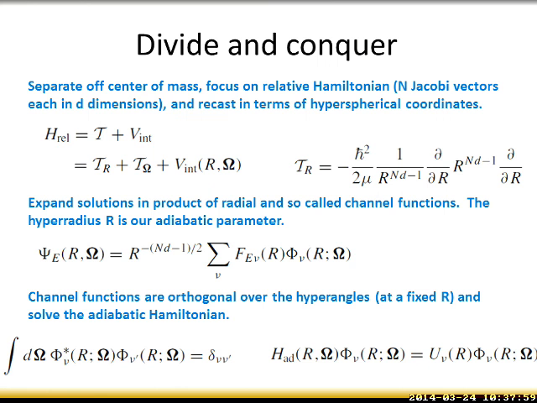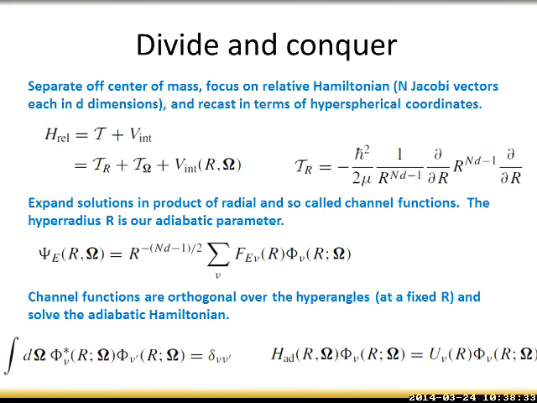So to start, I'm just going to look at a few-body Hamiltonian. In the cases I'm interested in, we can always separate off the center of mass. So I'm going to focus on the relative Hamiltonian where I have n Jacobi vectors, each represented in d dimensions. My relative Hamiltonian breaks up into the kinetic and interaction potential, in Cartesian coordinates, that first line. But I'm going to recast everything in terms of hyperspherical coordinates.